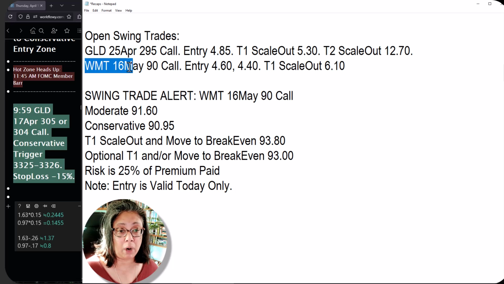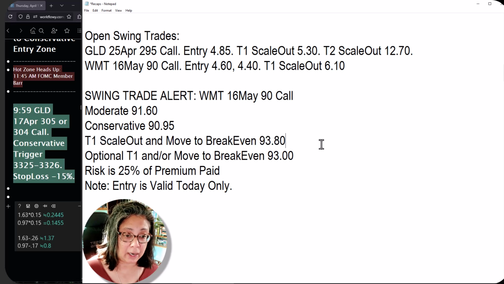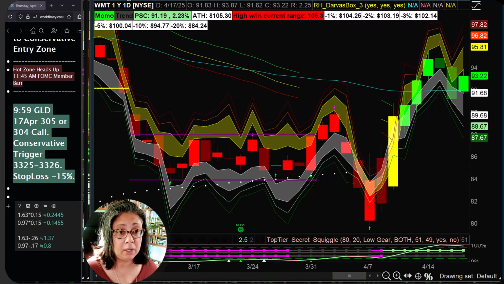In the case of Walmart, you can see here, we bought at 460 and 440, scaled out the first target at 610. That's when Walmart reached that T1 scale out at 93.80. So again, none of these levels are active at the time of the alert. These are all things we're waiting to see happen. So it's actually a setup alert. And that's where we are as we wrap up the week. We've got our winner in gold. We still have time. We've got our winner in Walmart, and we still have time.